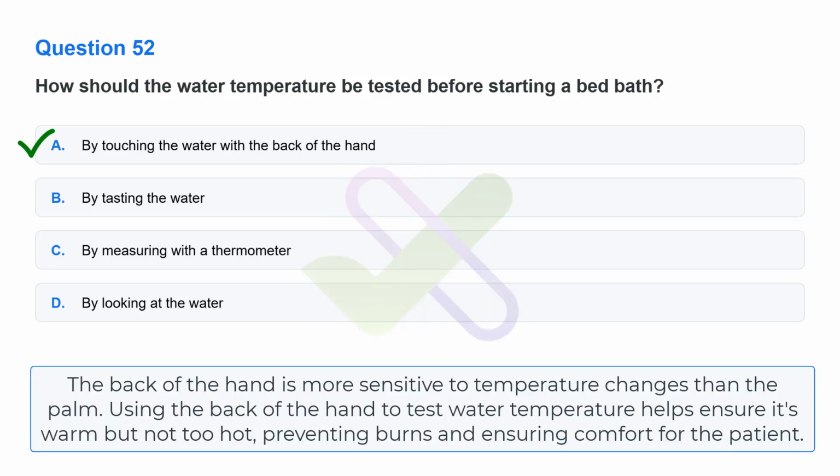The correct answer is A. By touching the water with the back of the hand. The back of the hand is more sensitive to temperature changes than the palm. Using the back of the hand to test water temperature helps ensure it's warm but not too hot, preventing burns and ensuring comfort for the patient.